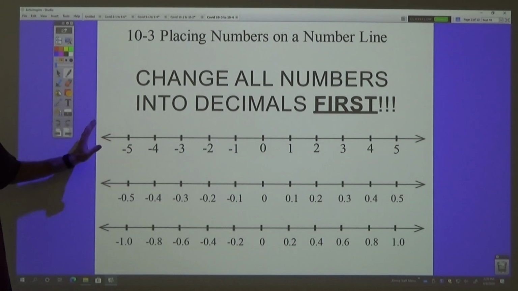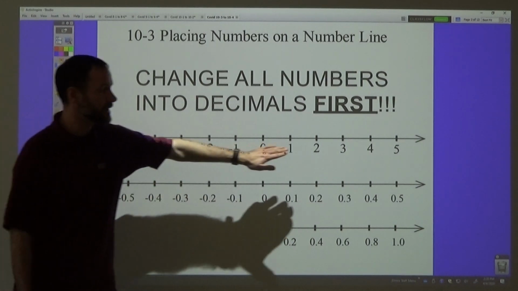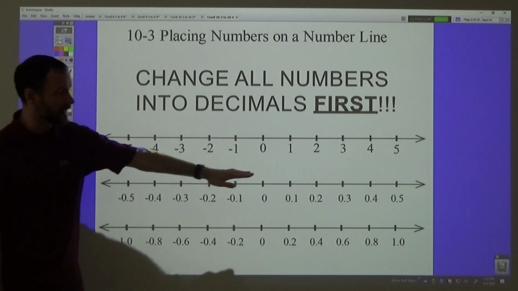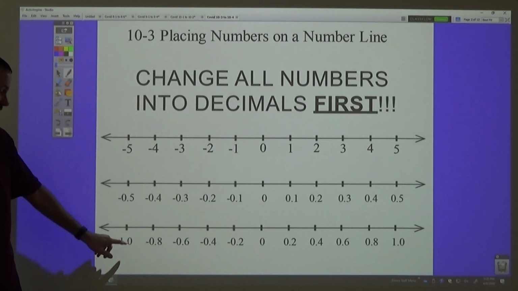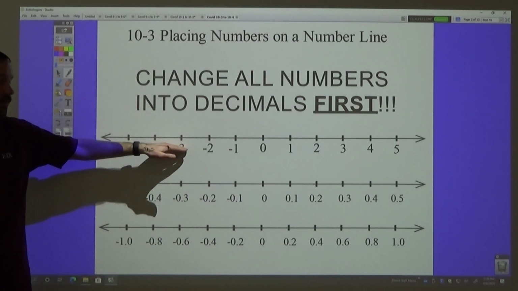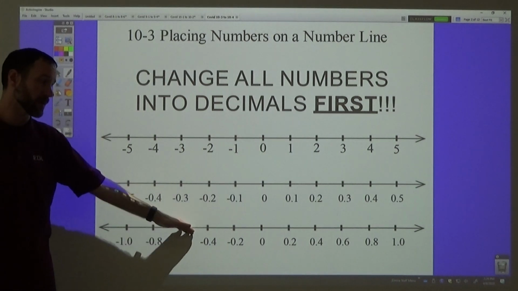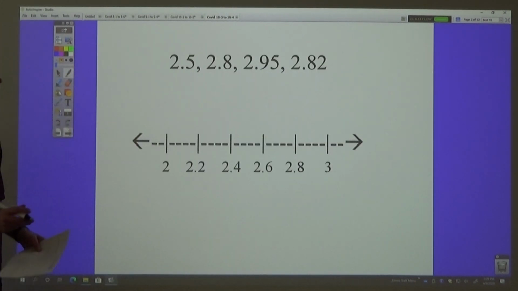So number lines look like this. You have your smallest numbers over to the left, so for example, like -5, and you have your biggest number over to the right. Smallest number over to the left, -0.5 to 0.5, your biggest number over to the right. You might count by ones like this one does. This one counts by 0.1. This one counts by 0.2. Every number line is different, so you really got to look and see what you're working with.